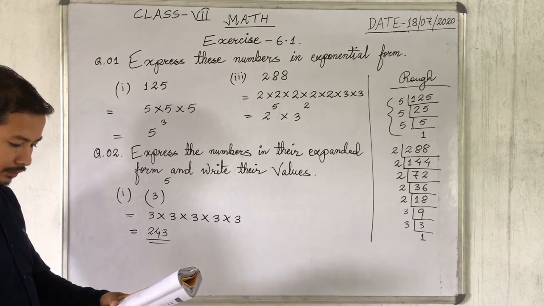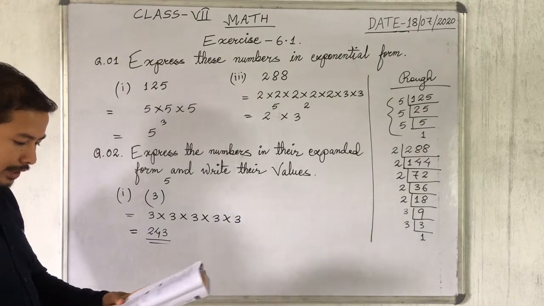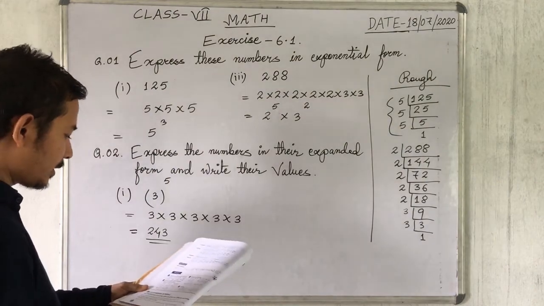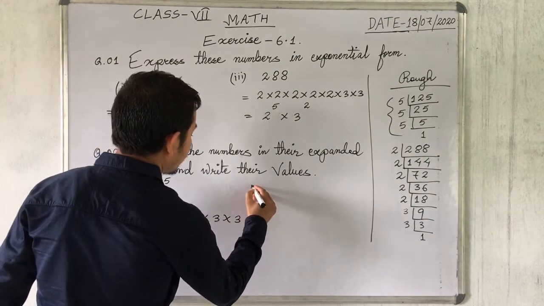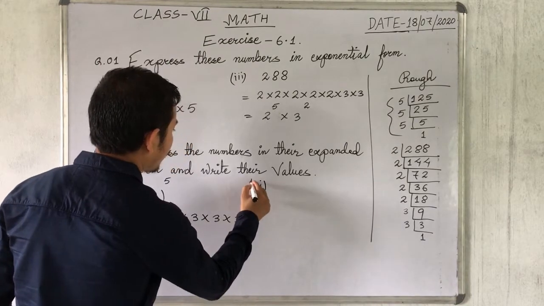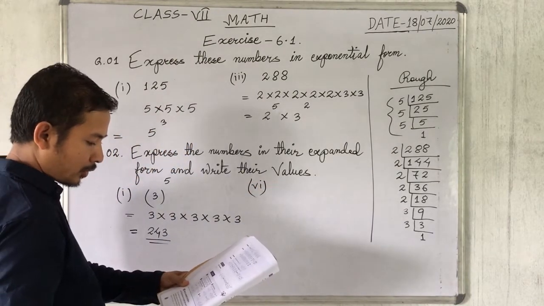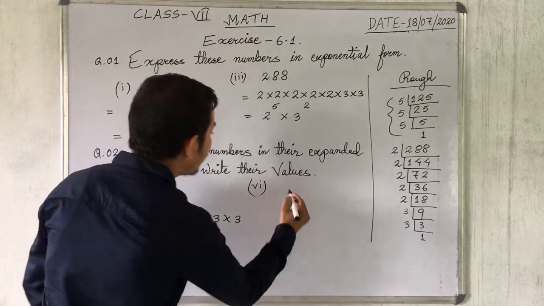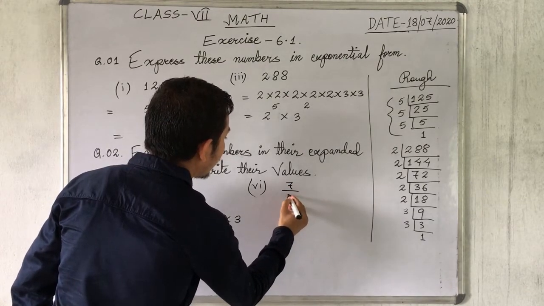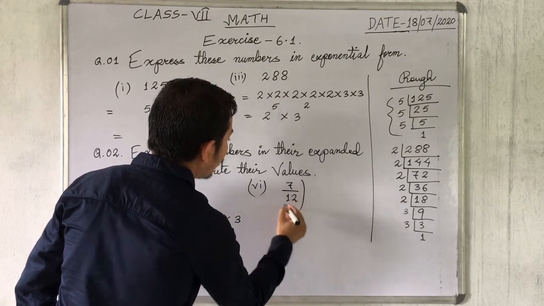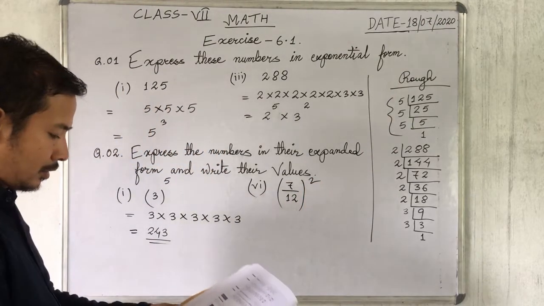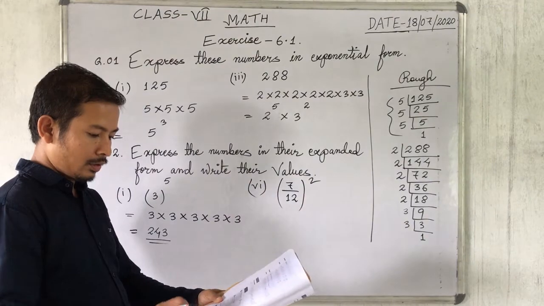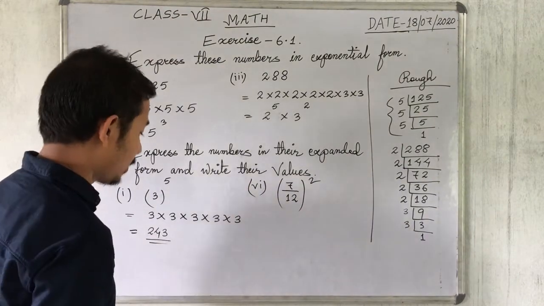Okay, now look here. I am doing question number 6 also, from question number 2. This is question number 6. What is there in question number 6? 7 by 12 whole square. 7 by 12 whole square in question number 6.